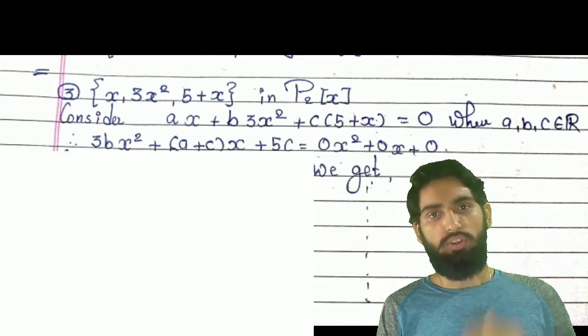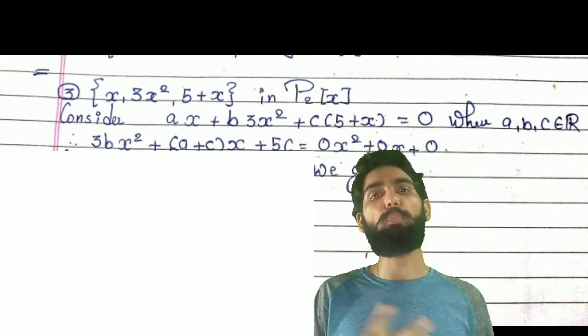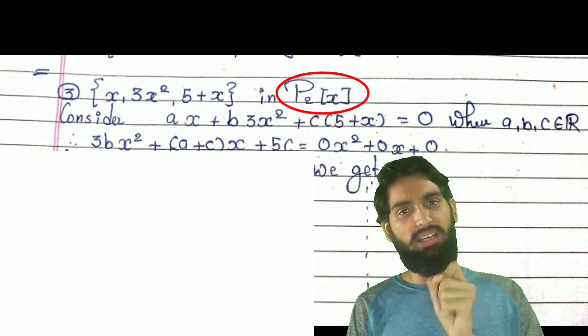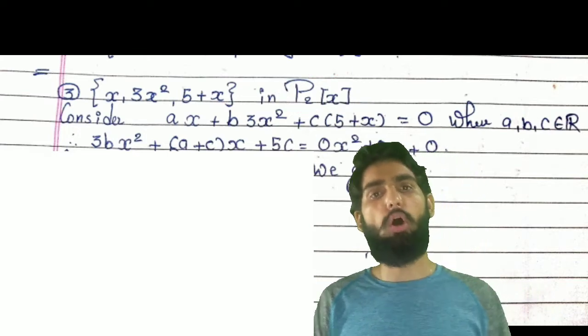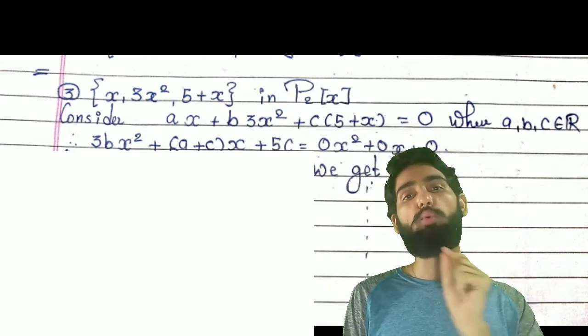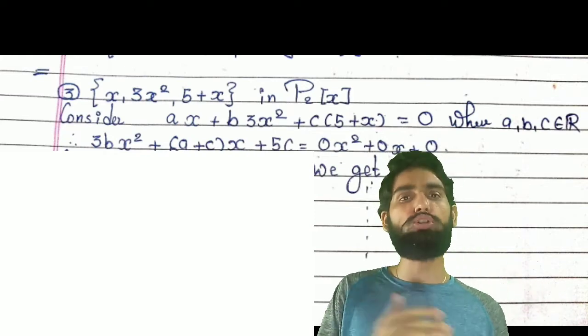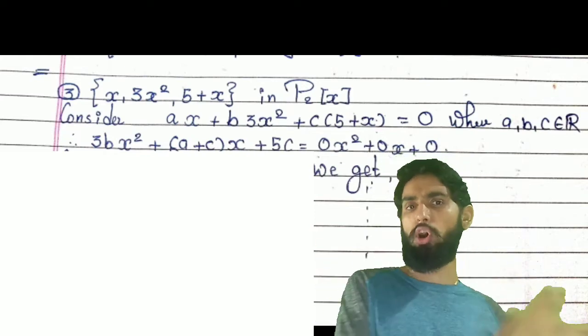Okay, so question number 3 is about P2(R). The vector space is P2(R). P2(R) is the collection of polynomials of degree less than or equal to 2. The given set has 3 elements and I want to check whether the given set is linearly dependent or not.